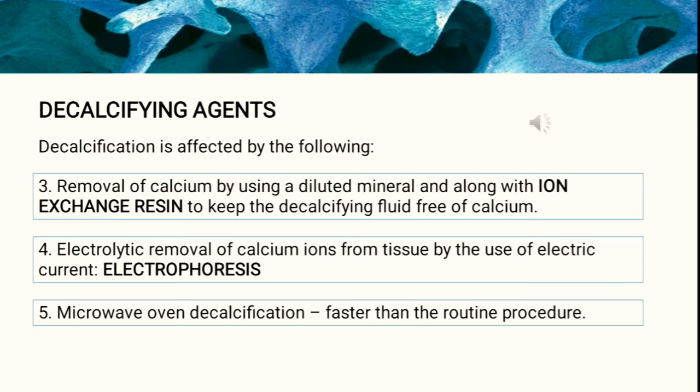The third one is the removal of calcium by using a diluted mineral acid along with ion exchange resin to keep the decalcifying fluid free of calcium. The fourth one is the electrolytic removal of calcium ions from the tissue by the use of electric current, or the so-called electrophoresis. And the last one is the microwave oven decalcification, which is faster than the routine procedure.